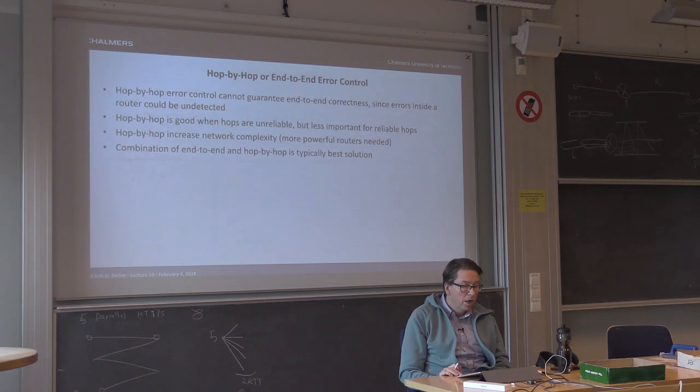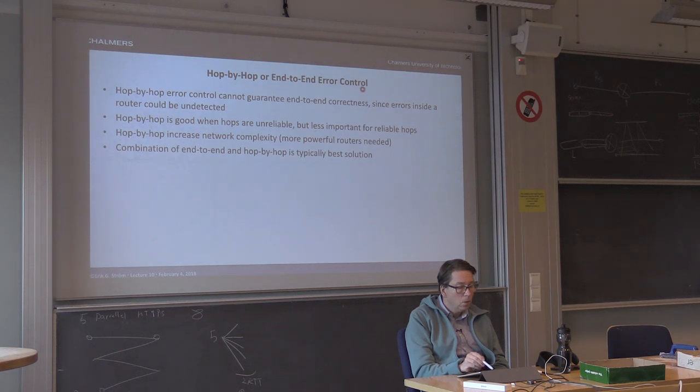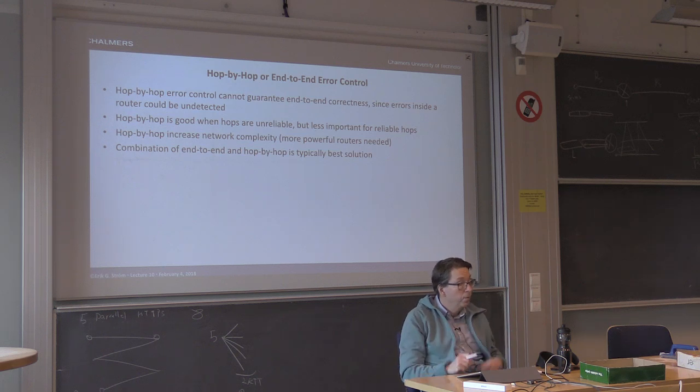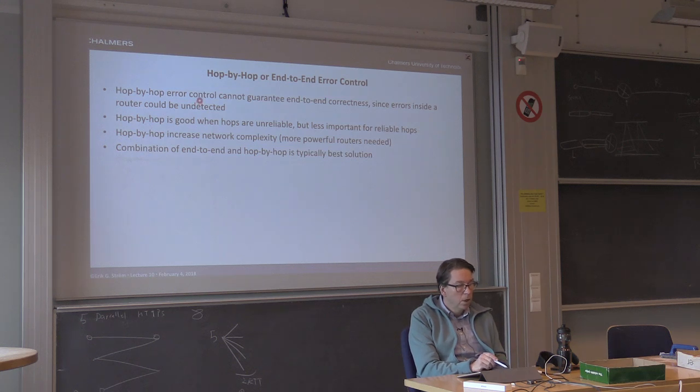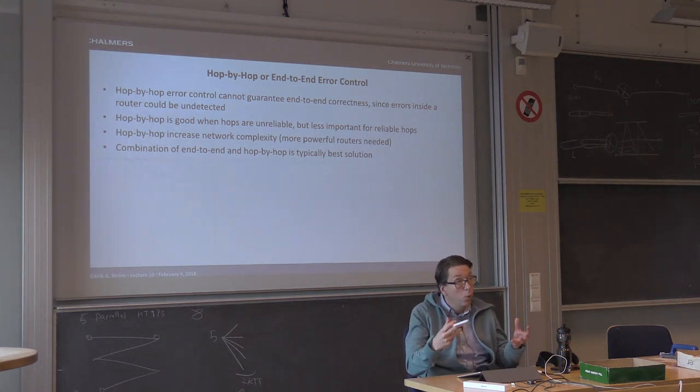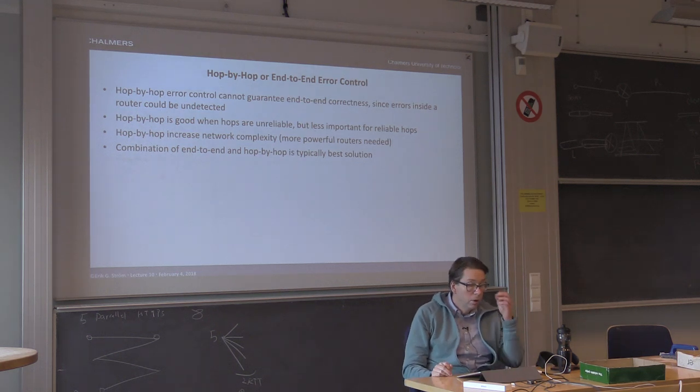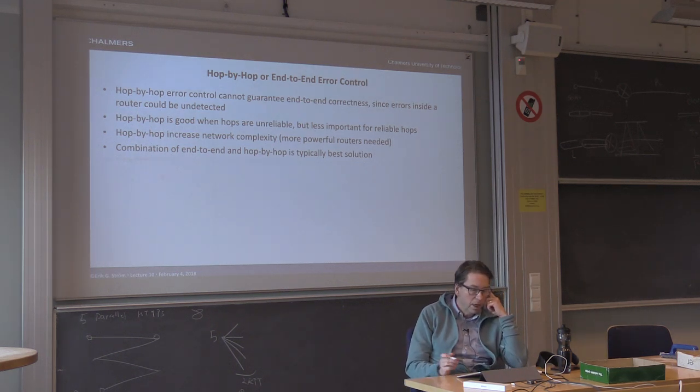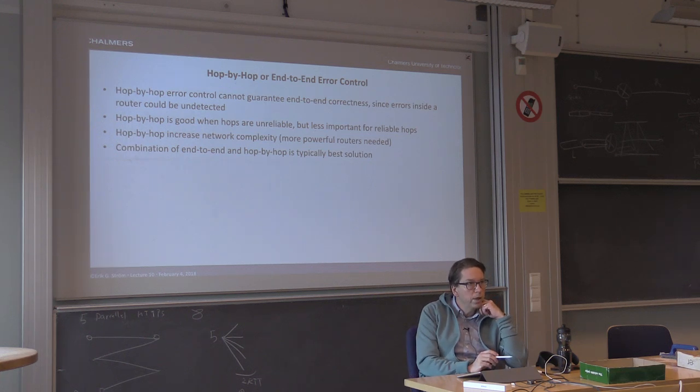Okay. So to summarize, when it comes to error control, one can do that hop by hop or end to end. Hop by hop is over one link. So there are pros and cons to this. Hop-to-hop error control cannot guarantee end-to-end correctness, as we said, since errors inside a router, for instance, could go undetected. Which means that we always have some type of end-to-end error control, if it's important that the data is protected against errors, which is, I guess, typically the case. That doesn't mean that hop-to-hop is useless.